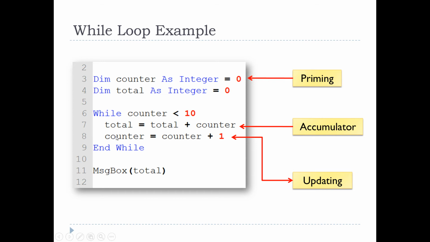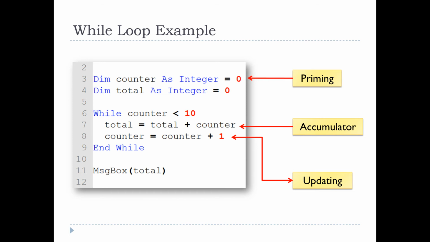And then we need to update the counter. If you don't supply line number 8, and let's say line 8 is not there, then it reaches line 9, the end of the while loop, it has to go back to line 6 again and test the condition. And in this case, if you don't do that, then the counter will always be 0, it will always be true, and then the total will always be 0 also, and then this loop never ends.